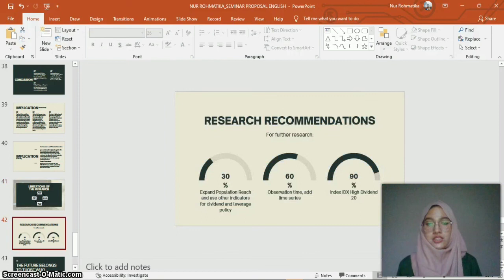Research recommendation: the first, expand the population, and use other indicators for dividend and leverage. And next, observation time, I mean add the time series for the research. And last, you can use the sample from the index high dividend 20. There are 20 companies who have higher dividends for the last 3 years. So thank you for your attention.